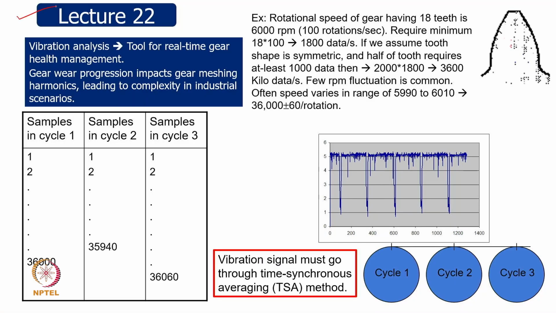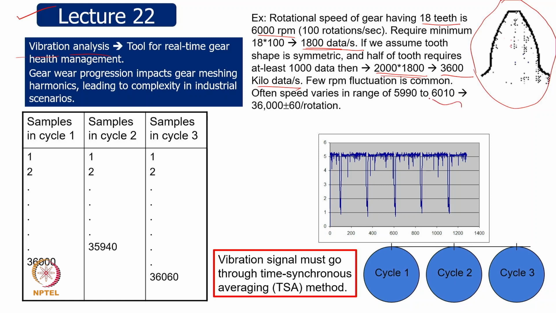We covered in lecture 22 how we connect wear analysis with vibration analysis. We showed one gear tooth, and we said that we can collect the data. We gave an example where the shaft is rotating at 6000 rpm with 18 teeth. So we require a minimum of 1800 data points per second, and if you are going for more than one data point per tooth, then we require 3600 data points per second.